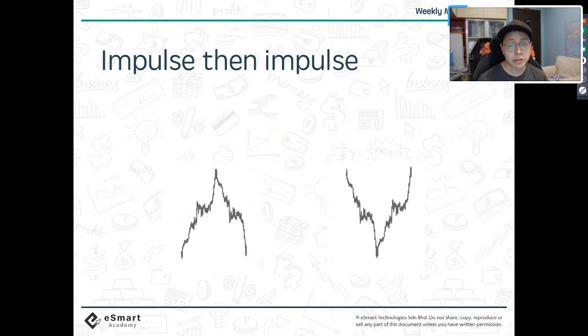So the next combination is what we call impulse then impulse. Basically, this is what we call a V-shaped formation. Every time we see a pattern, a combination like that, I would just say stay out of the market.